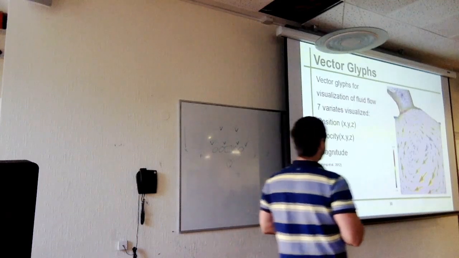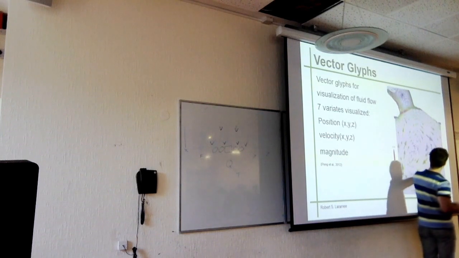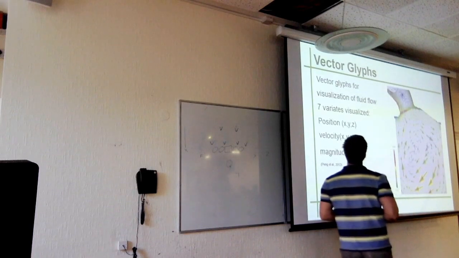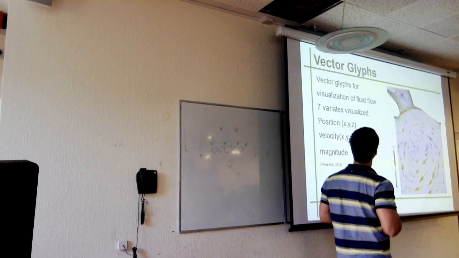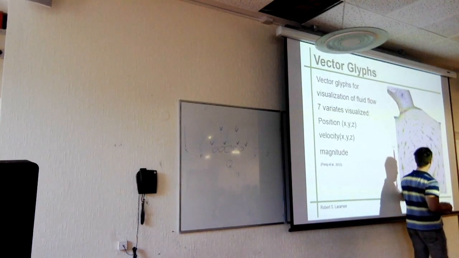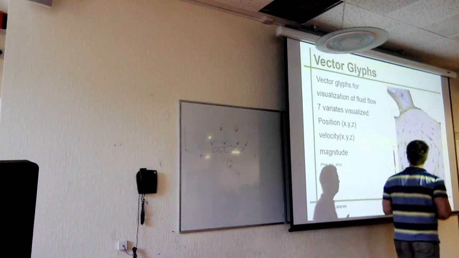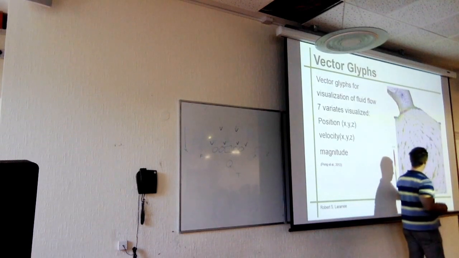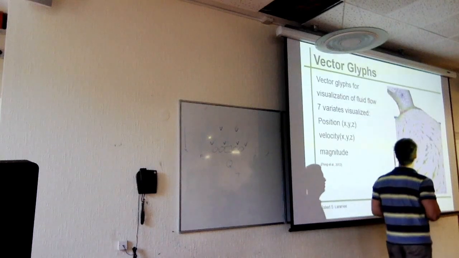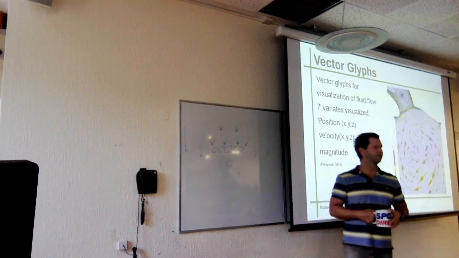Here are some vector glyphs. These encode direction and magnitude. That's an arrow glyph. In this case, it's visualizing fluid flow. There are 7 variables visualized: the x, y, and z position, which is an x, a y, and a depth position. There's a velocity which has 3 components: an x component, a y component, and a z component, and there's magnitude. How is magnitude depicted in this visualization?